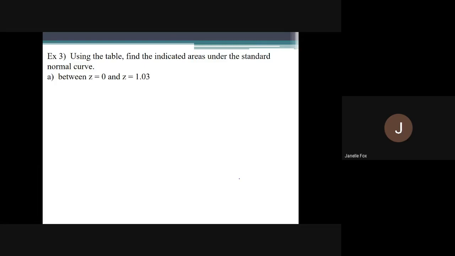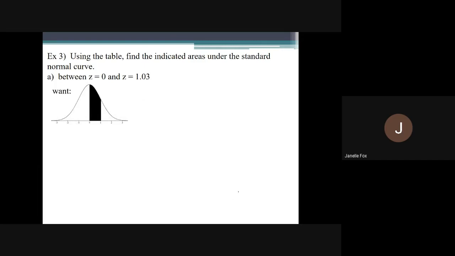So if you want to find the area between a z-score of 0 and a z-score of 1.03, it's going to be really close to 34% or 0.34, because 1.03 is just a teensy smidge above 1 standard deviation. So this is what we want to find.